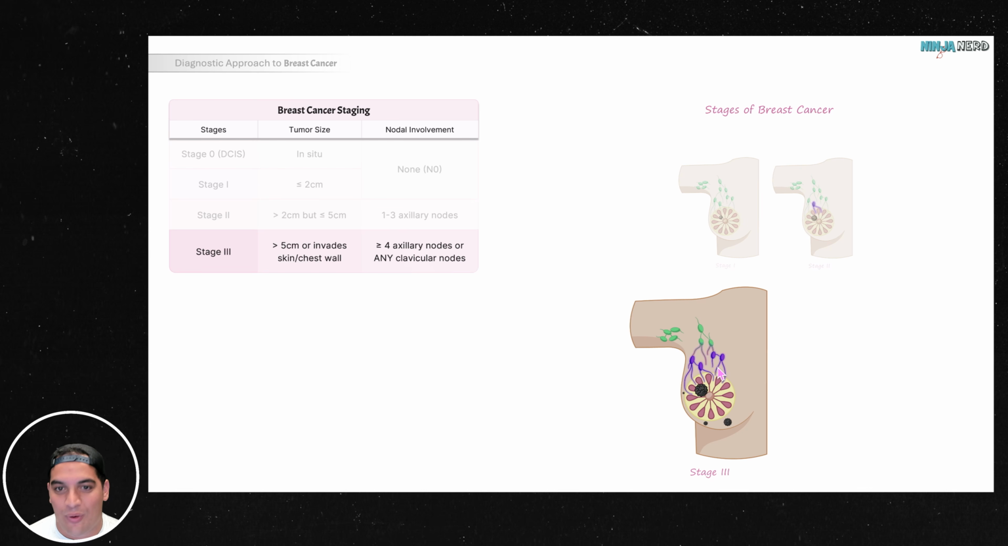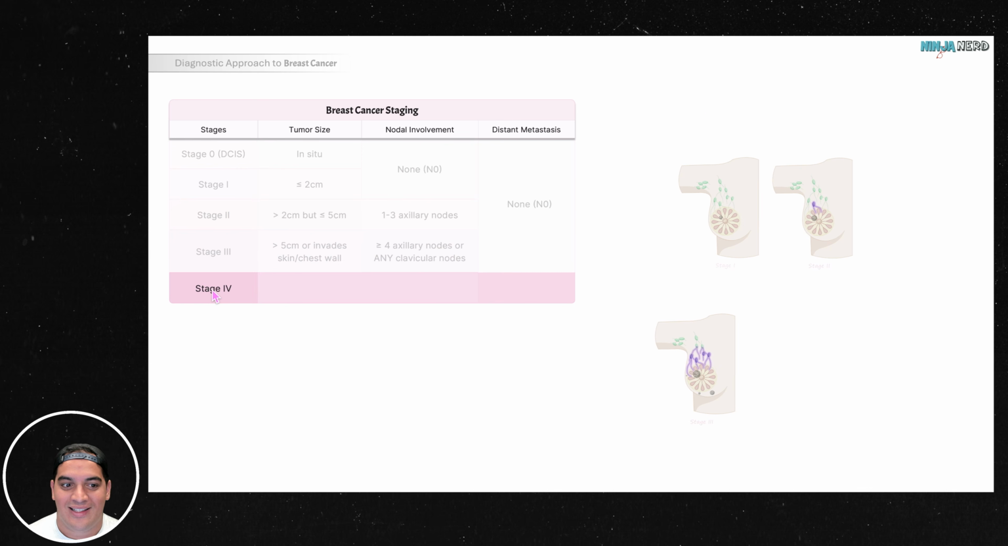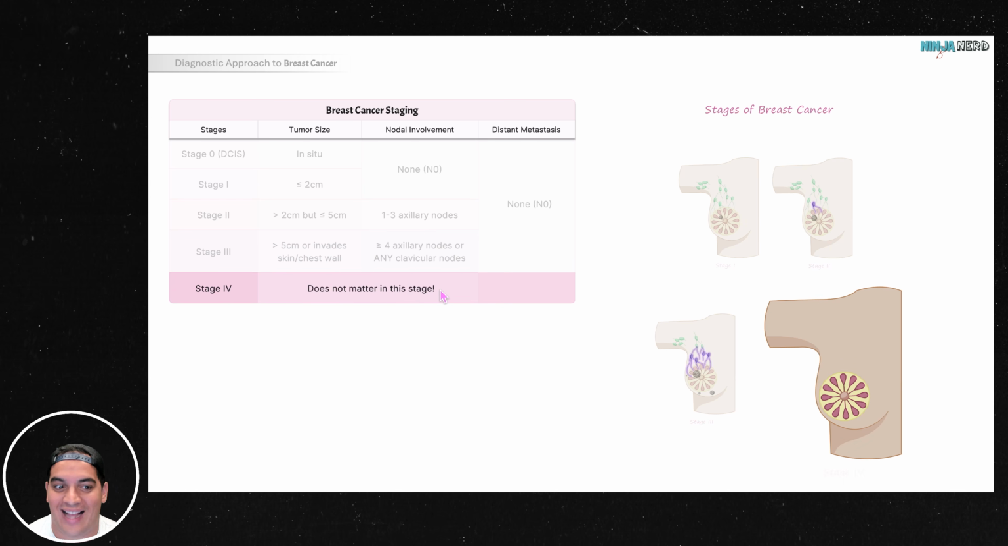Stage 4 is really easy. And the reason why is any of these, stage 0, 1, 2, 3, they shouldn't have any distant metastasis. But guess what stage 4 has? Stage 4, we don't care really what size it is or if they had node involvement. That doesn't matter as much. What matters is, did it spread to a distant organ?